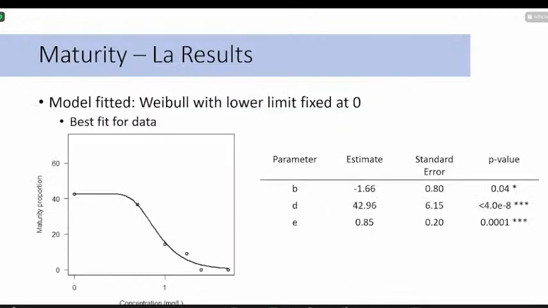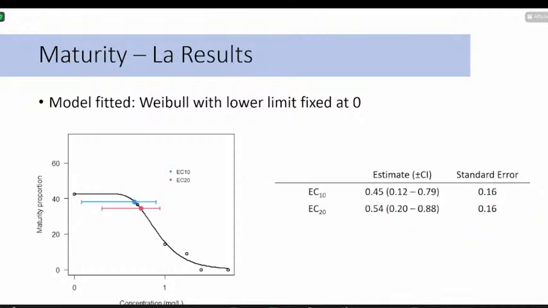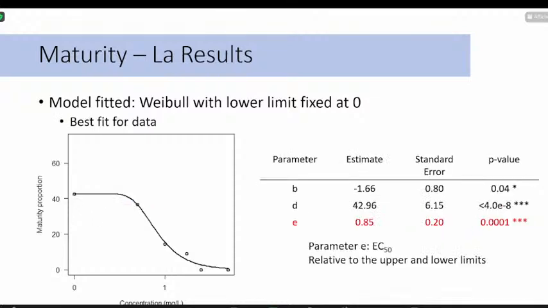So then we fitted this model, which was the best fit for our data. And then here again, we have similar parameters as before. So the B is the slope, the D is our upper limit, and then we have the E, which is interesting because this is the EC50 we obtain. And this is again in relation to the upper and the lower limit of the model. So this is an estimate that the model just gives you.